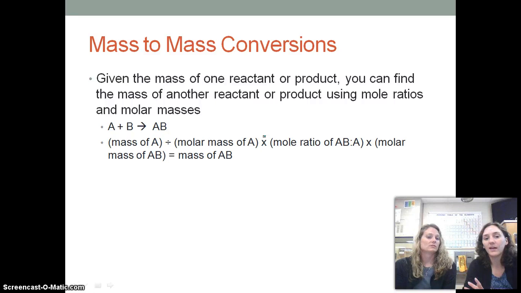So again, if we have A and B producing AB, you're going to take the mass of A divided by the molar mass of A, so you're going to end up having grams on the bottom and moles on the top if you are multiplying across. And then you're going to multiply by the mole ratio, and then by the molar mass of AB. Okay, so triangle, mole ratio, triangle is another way to say it.